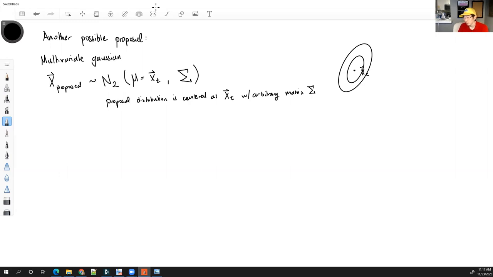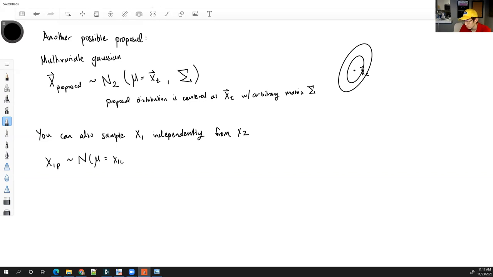You can also sample x1 and x2 independently. So in that case, you'd say the proposed value of x1 comes from just a univariate normal distribution where the mean is x1 at time t with some arbitrary value sigma 1. And then the proposed value for x2 comes from just the regular old normal distribution centered at x2 at time t and arbitrary value sigma 2.